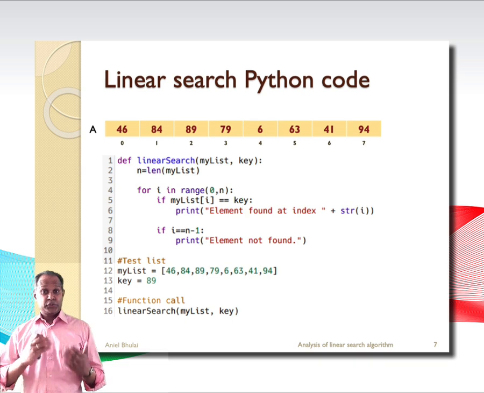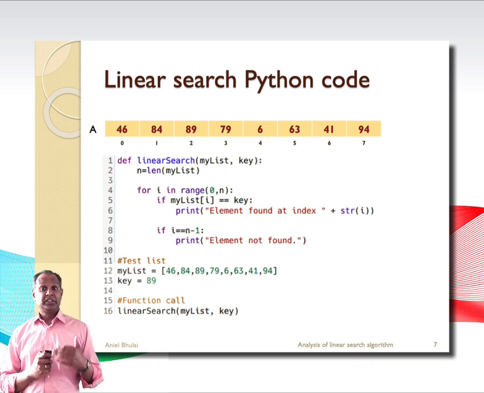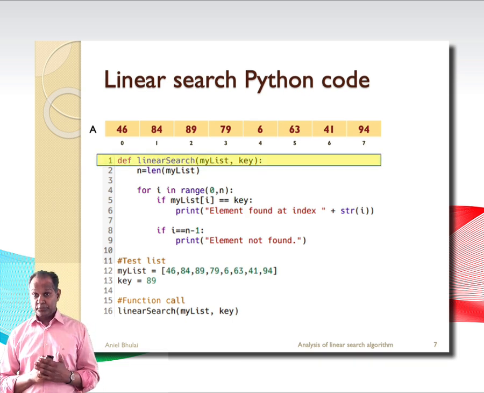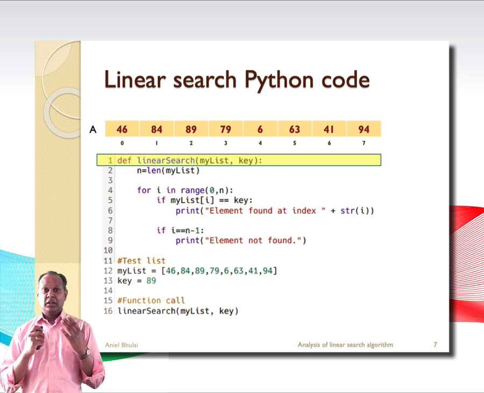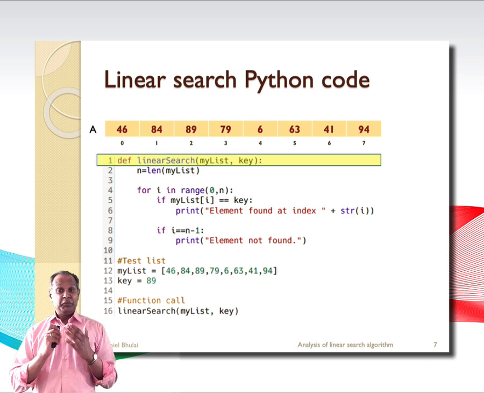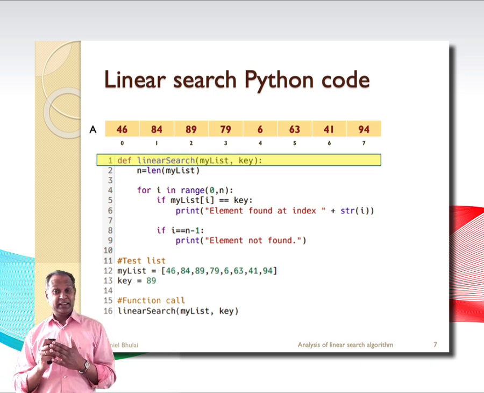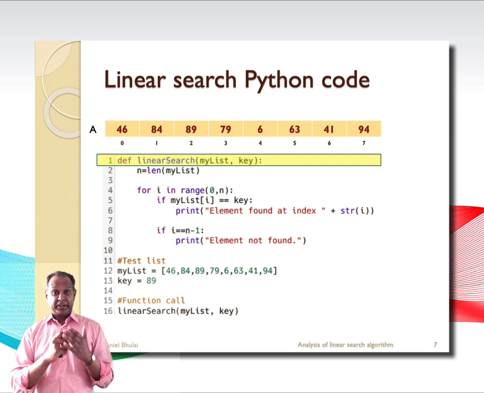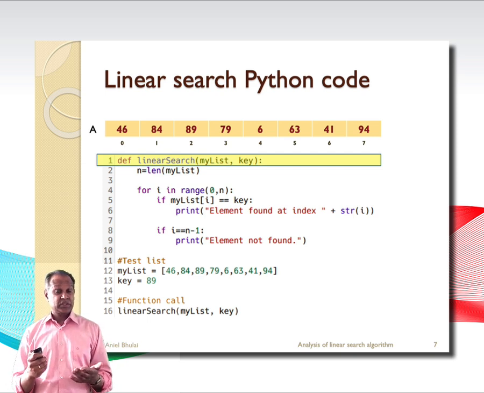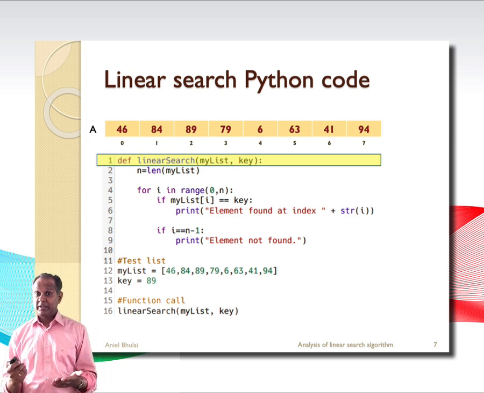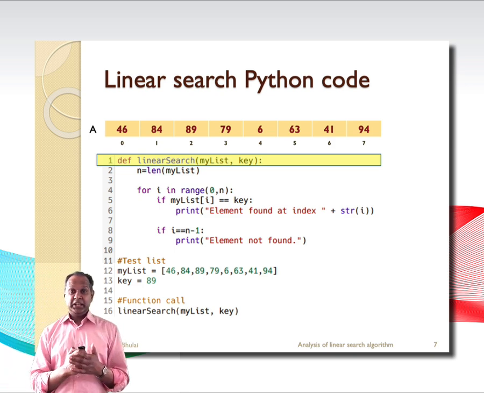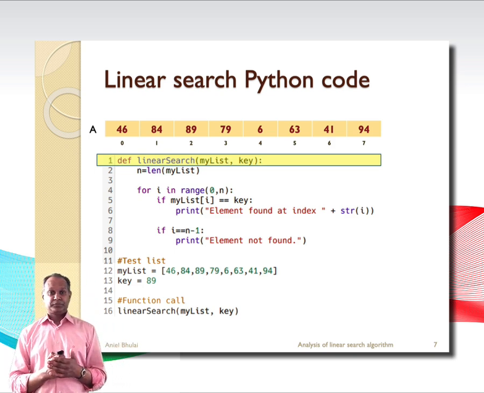To code the linear search algorithm, we first define a function in line 1. We call the function linear search. We use a for loop to go over the list and pass two parameters to the function. A parameter mylist for the list or the array and a parameter key for the search key.